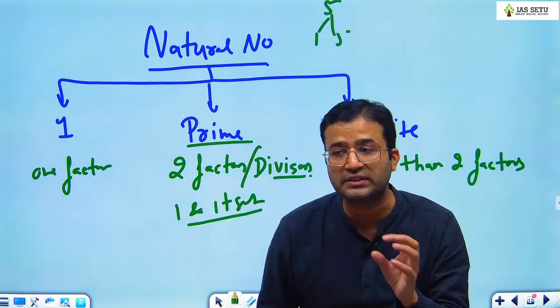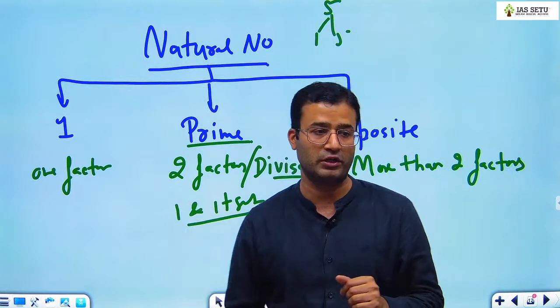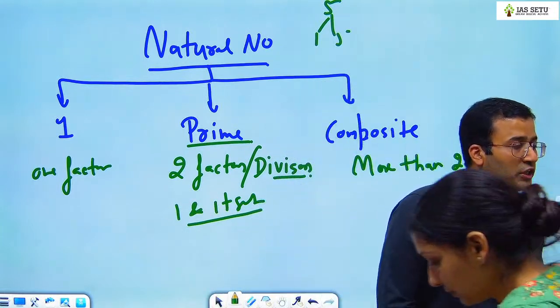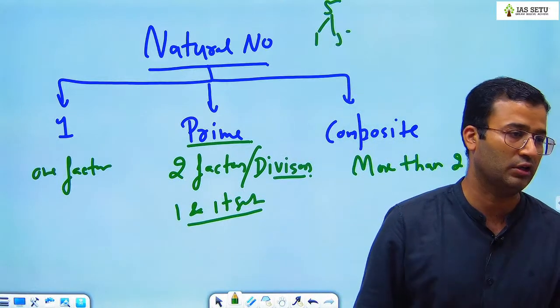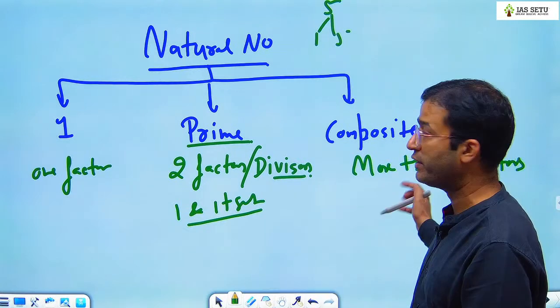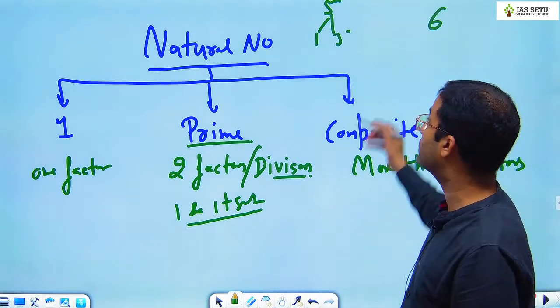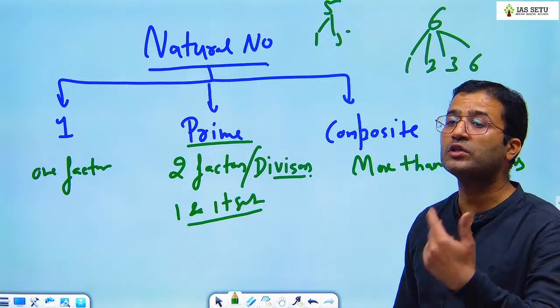So what is the concept here? It has exactly two factors and what are these two factors? One and itself only. So now what is the definition of prime number? Prime numbers are divisible by one and itself only. But concept क्या? Two factors. And if it has more than two factors, like 6. What are the factors of 6? 1, 2, 3, 6. It is not necessarily 3 or 4.